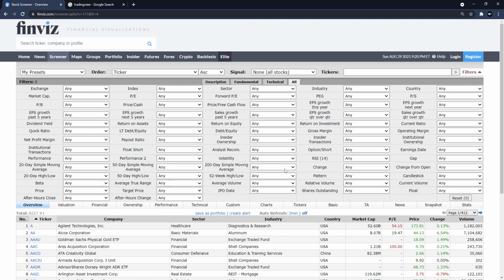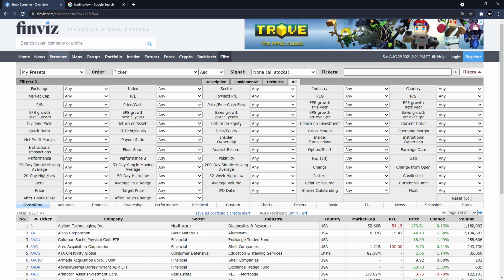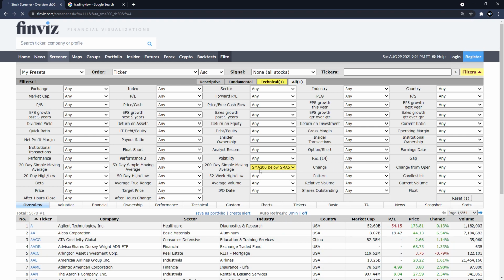Let's start with the 200 day moving average. What we want to fill out right here is the 200-day simple moving average, and we want it to be below the 50-day simple moving average. So let me just find it. Okay, right here we found it, so we want to click on that. That's the first thing that we want to do. So what will that indicate to us? That will be the second thing.